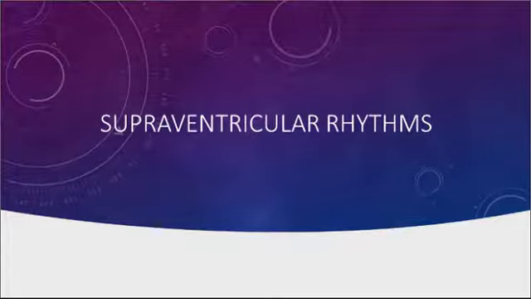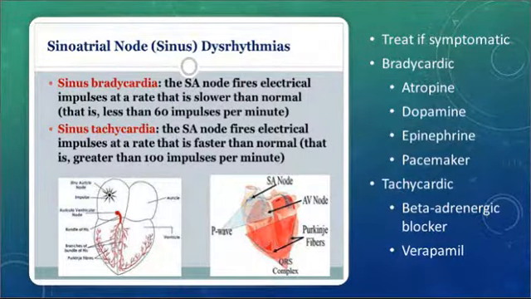Supraventricular rhythms. This is everything that occurs above the ventricles. These are not ventricular rhythms. So everything above the ventricle that sends an impulse above the ventricle is a supraventricular rhythm.